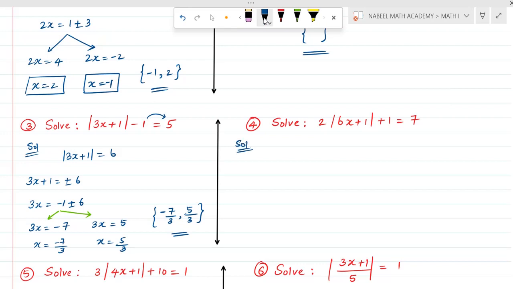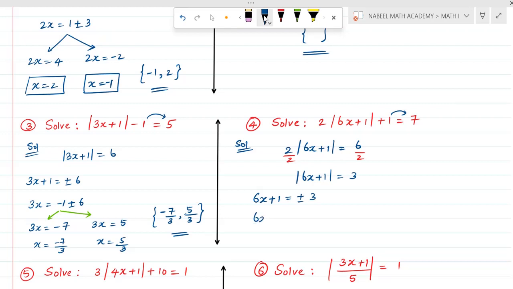Now the next question here. If you simplify, what happened? First, I will simplify this part. You will get 2|6x + 1| = 6, since 7 - 1 is 6. So I want to divide this part. If I divide it, you will get the simplified form |6x + 1| = 3. Now it is the regular way. I have to remove the absolute value, and you will get plus or minus 3.